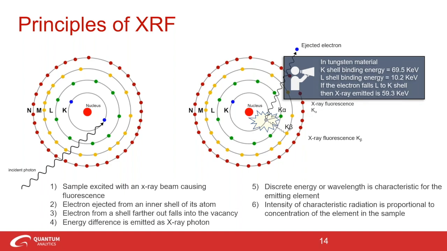So let's look at an example, right? This is the tungsten material. The K shell binding energy equals 69.5 keV, kilo electron volts, right? And the L shell binding energy equals 10.2. If the electron falls from the L to the K shell, then the X-ray that's emitted is 59.3. You guys see the math? Yeah.